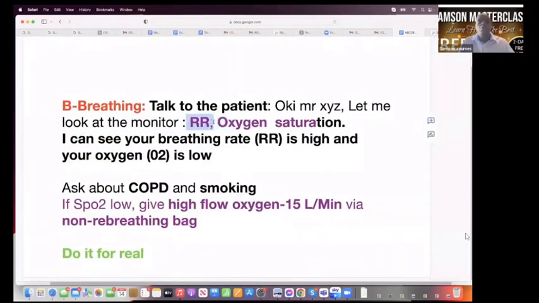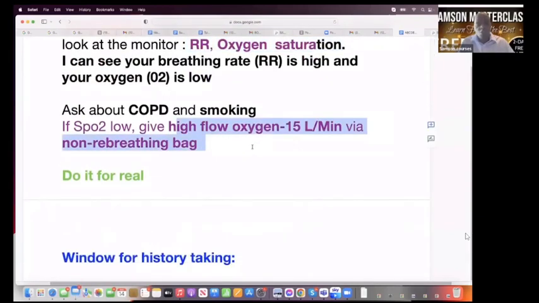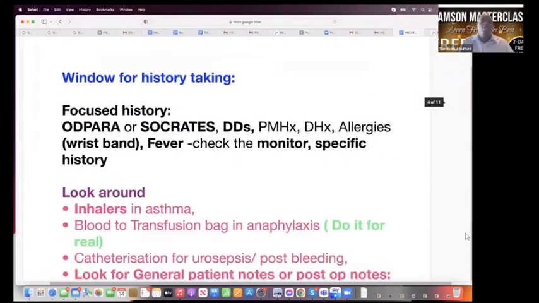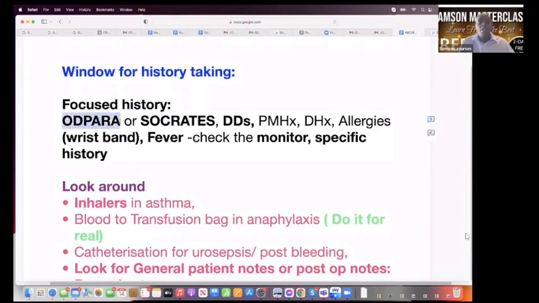We look at the monitors. We look at the respiratory rate and oxygen is low. So what do you do as usual? We give oxygen. Then the window is open to take a history of shortness of breath. Then the differentials, the same as discussed before: the PE, the pneumonia, the pneumothorax, the asthma, the COPD, the heart failure, pulmonary edema, and of course the MI.